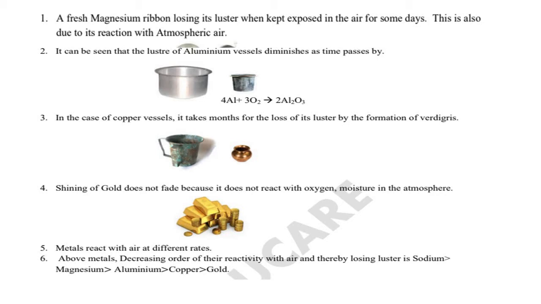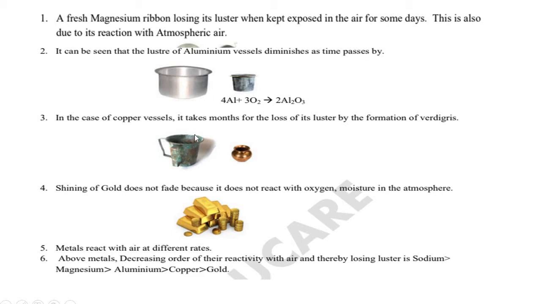It diminishes. It can be seen that the luster of aluminium vessels diminishes as time passes. If you keep magnesium ribbon for some days, its luster will be lost. Same case with the aluminium vessels being used in your houses, in your kitchens; their luster will diminish as time passes by. And the reaction is 4Al plus 3O2 gives 2Al2O3. That is, aluminium reacts with oxygen to form aluminium oxide.